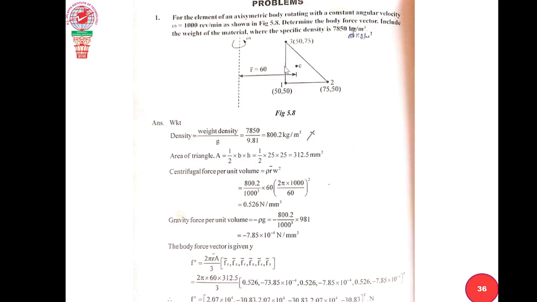Okay. See, they have given one triangular axisymmetric element, having three nodes. And what are these bracket terms they have given? These are nothing but coordinates. So this is R1, Z1. This is R2, comma Z2, and this is R3, comma Z3.